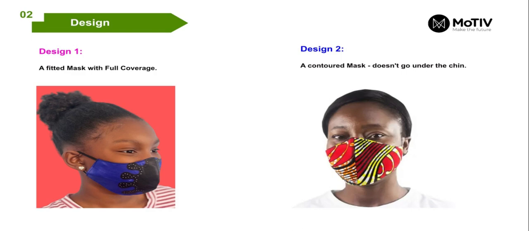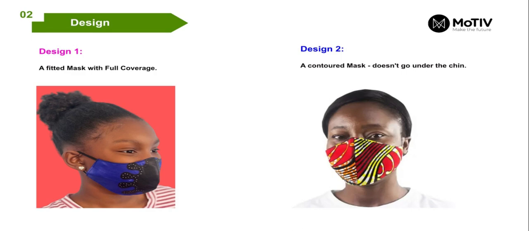A 3D mask can be a little bit different because it can have about three pieces of material. But this one specifically is a fitted full coverage mask because it covers right from the nose all the way underneath the chin. Then you have this other design, which we'll cover possibly on Thursday or on Saturday. I'll be communicating in the communication channels. And this mask here is a contoured mask.